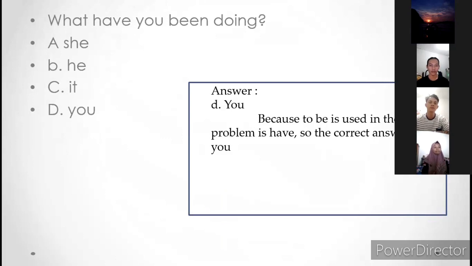Next, what have you been doing? A, she. B, he. C, it. And D, you. The answer is D, you, because the auxiliary used in the problem is have. So the correct answer is you.